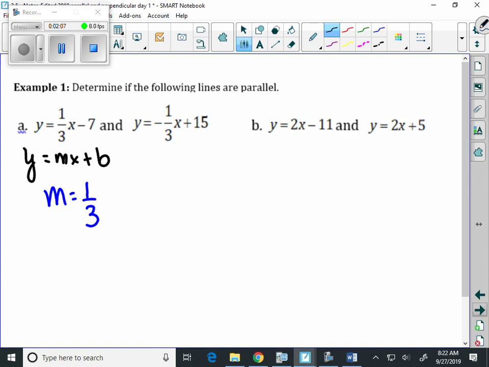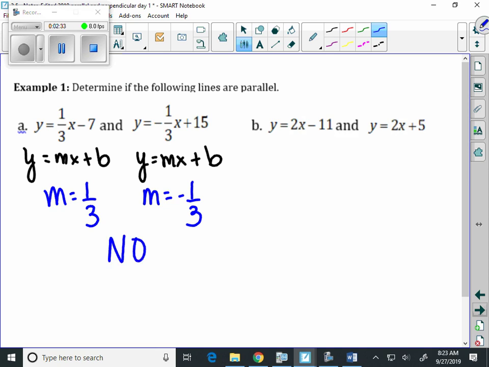If we look at this second equation, y equals negative 1/3 x plus 15, that's y equals mx plus b. In this case, our slope is negative 1/3. But in order for two lines to be parallel, those numbers have to be exactly the same. So one is positive, one is negative. So no, this is not parallel.